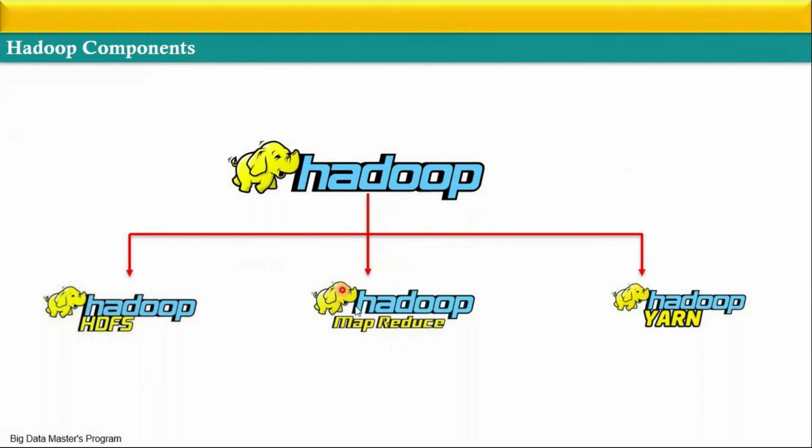Then another component inside Hadoop is MapReduce. That is the processing layer. And the third component in Hadoop is Yarn. That is nothing but the cluster manager.